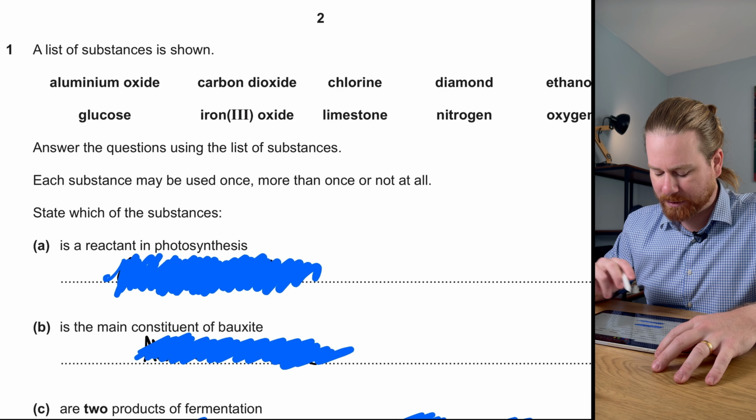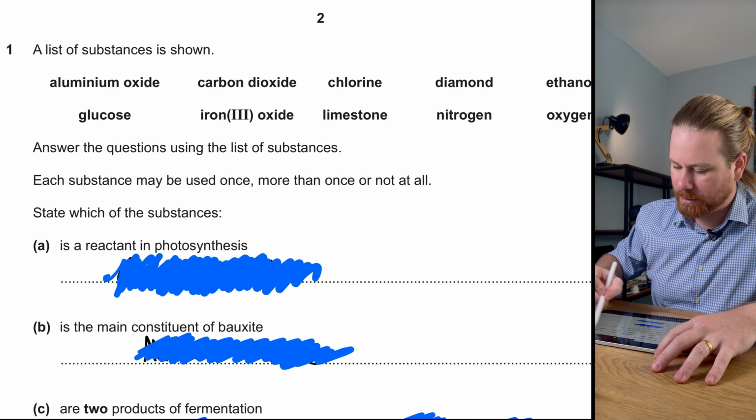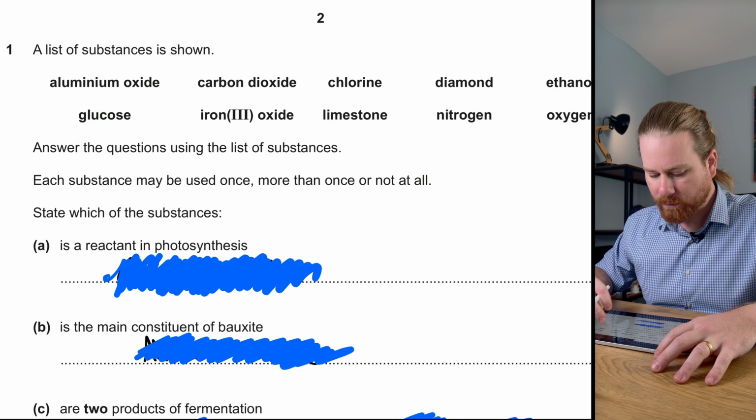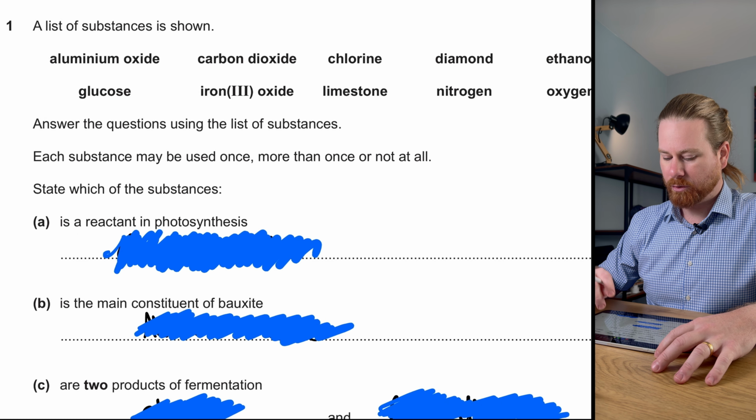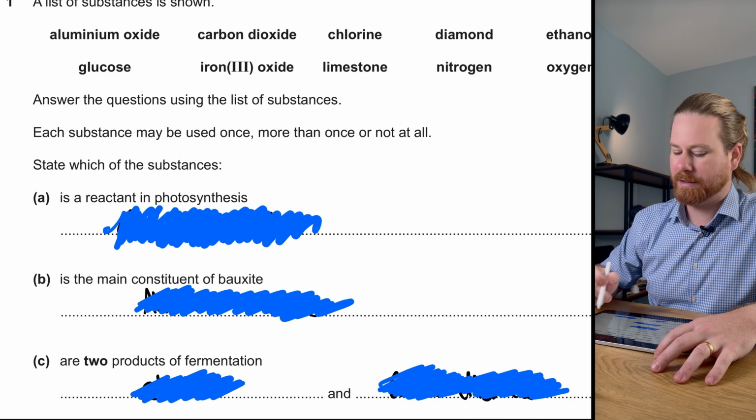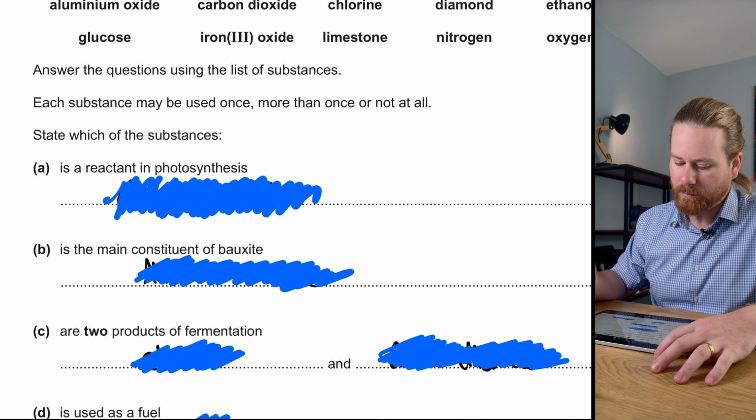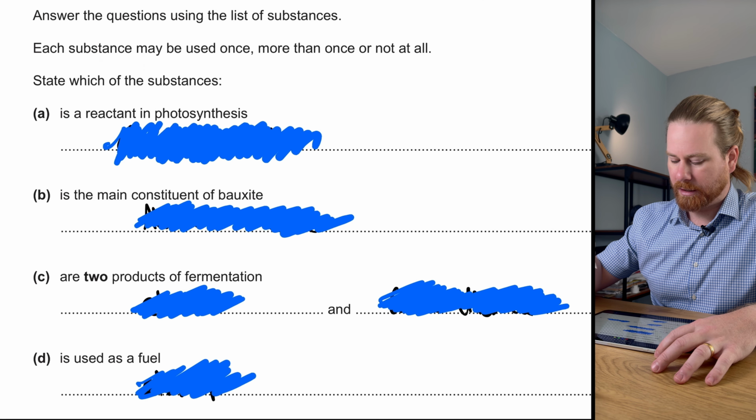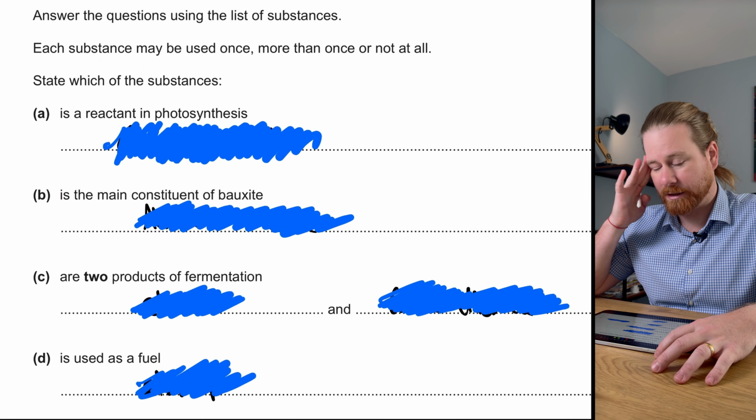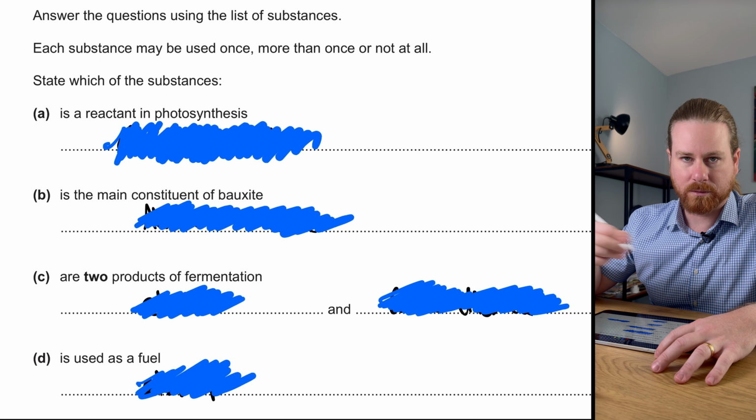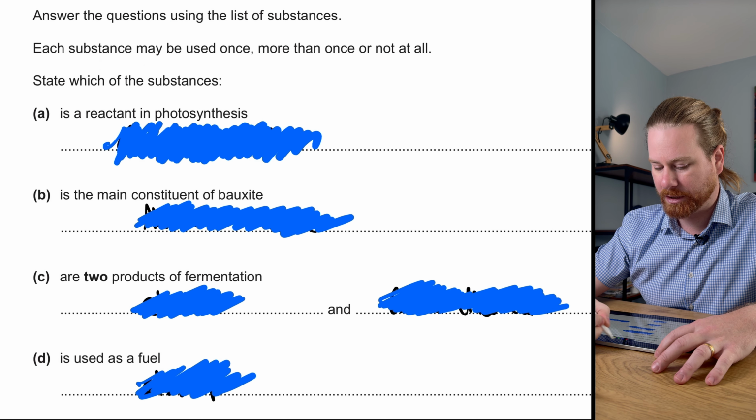Here we go, we've got a list of substances shown. Answer the question using anything from this list, and you can use it once, more than once, or not at all. With these I have already written down the answers and then cover them up, because it's a lot quicker than watching me write everything out all the time.